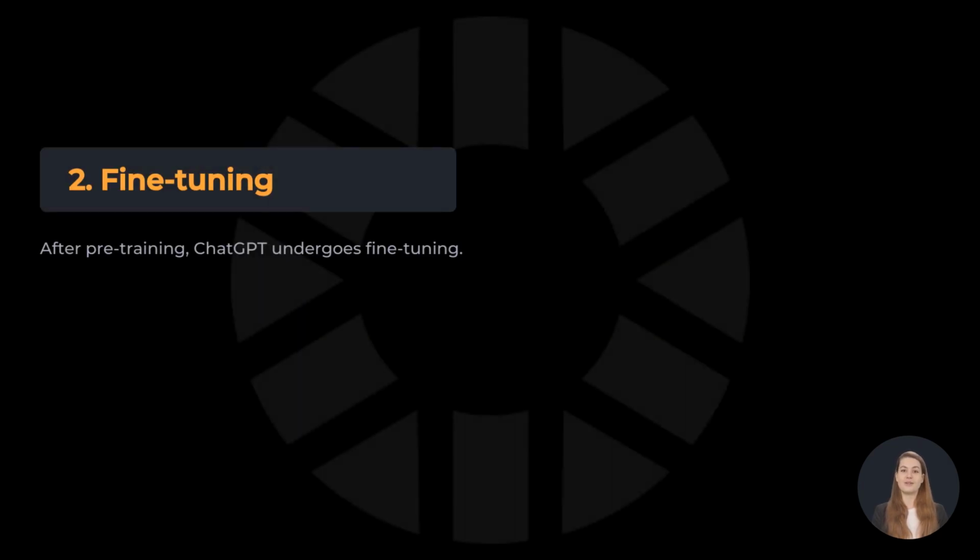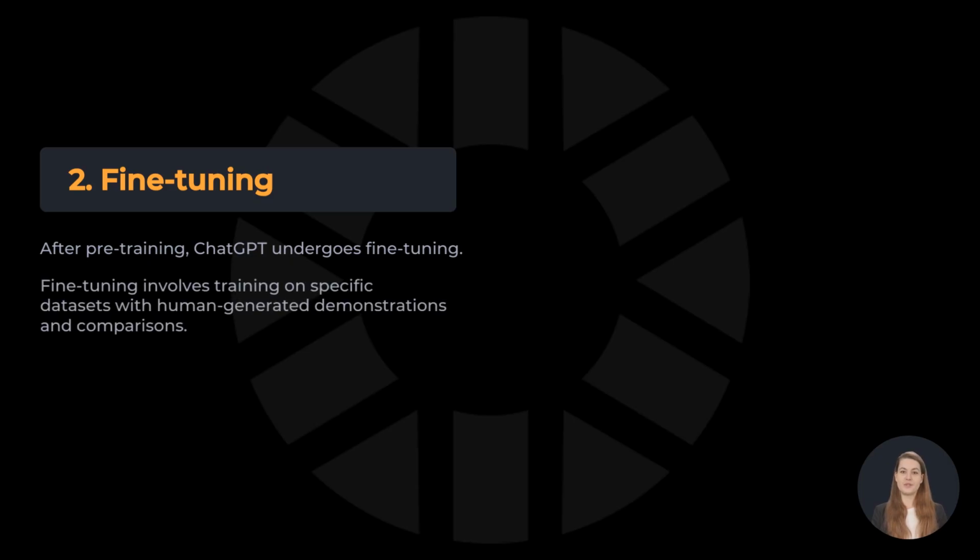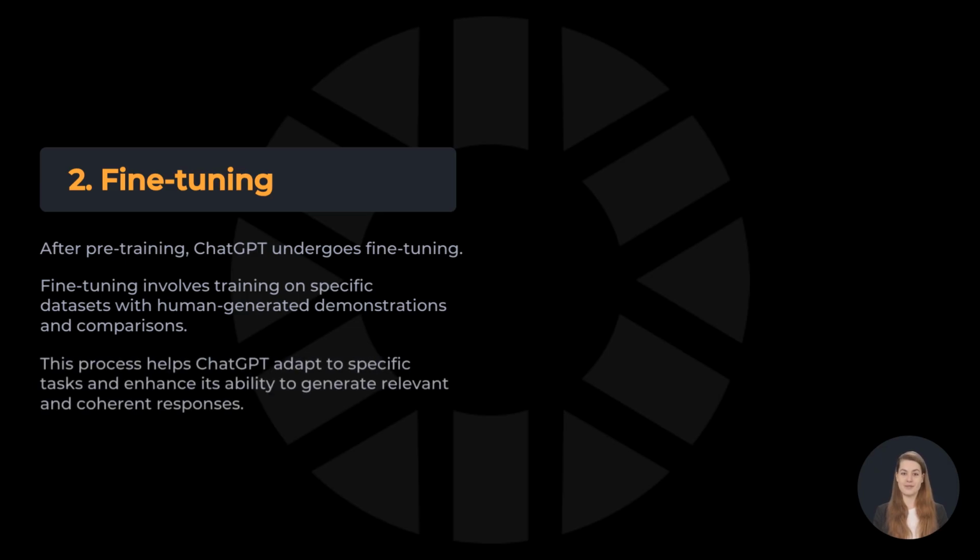After pre-training, ChatGPT goes through a fine-tuning process. This stage involves training the model on specific data sets with human-generated demonstrations and comparisons. By fine-tuning, ChatGPT can adapt to more specific tasks and improve its performance in generating relevant and coherent responses.